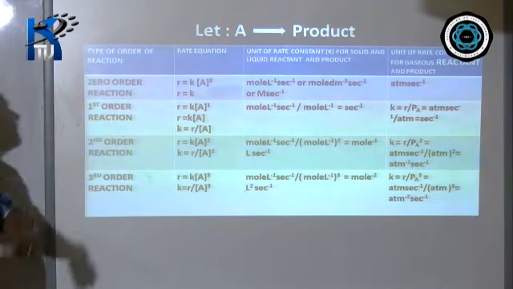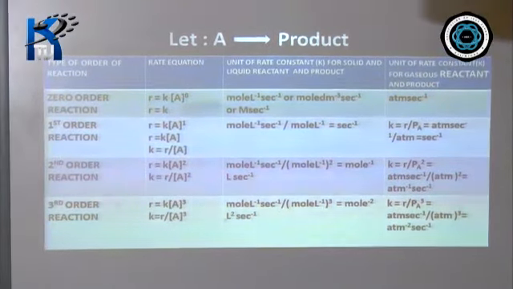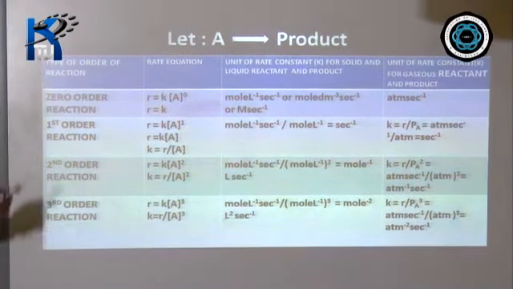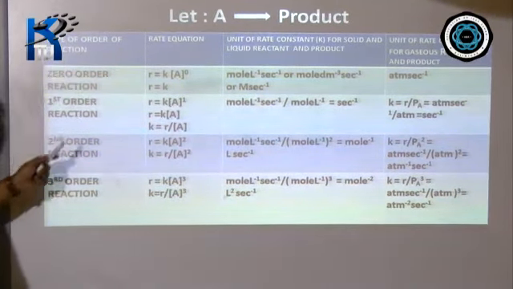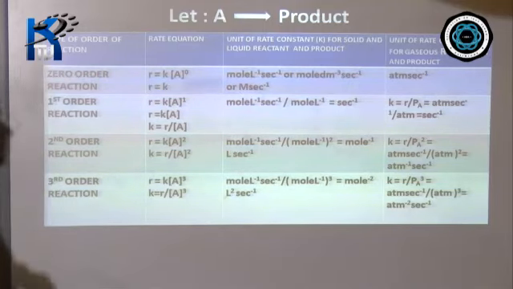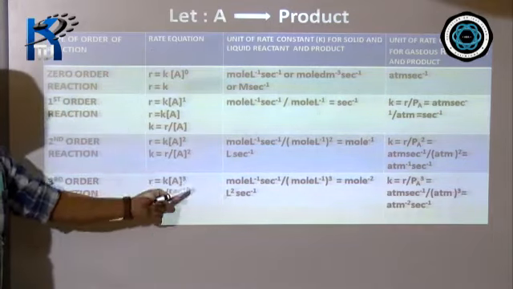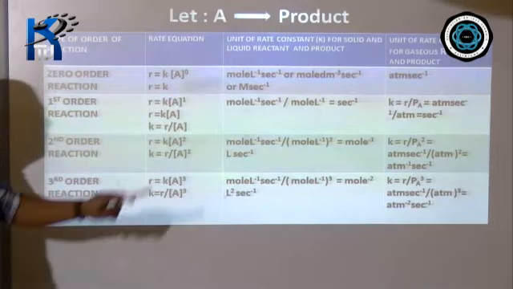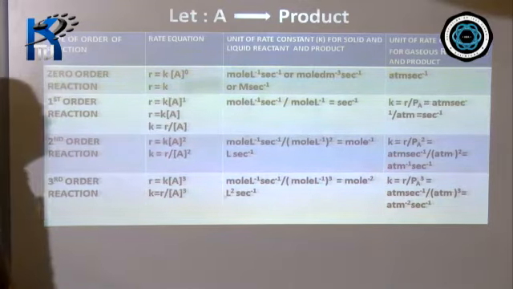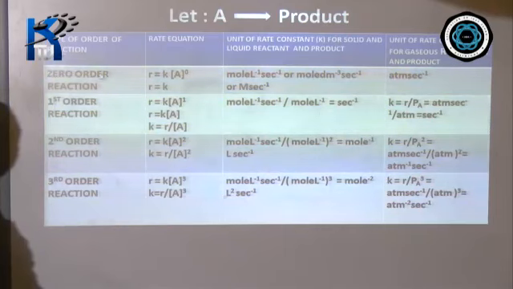Let A give you product. I have mentioned that this supposition is for all the different orders of reaction, students. Usually there are 4 types of order of reaction, so I have written the types: 0 order, 1st order, 2nd order and 3rd order reaction. The first column is the rate equation, then the unit of rate constant K for solid, liquid reactant and product, and the last one is the unit of rate constant K for gaseous reactant and product. So let us go first with the 0 order reaction, students.